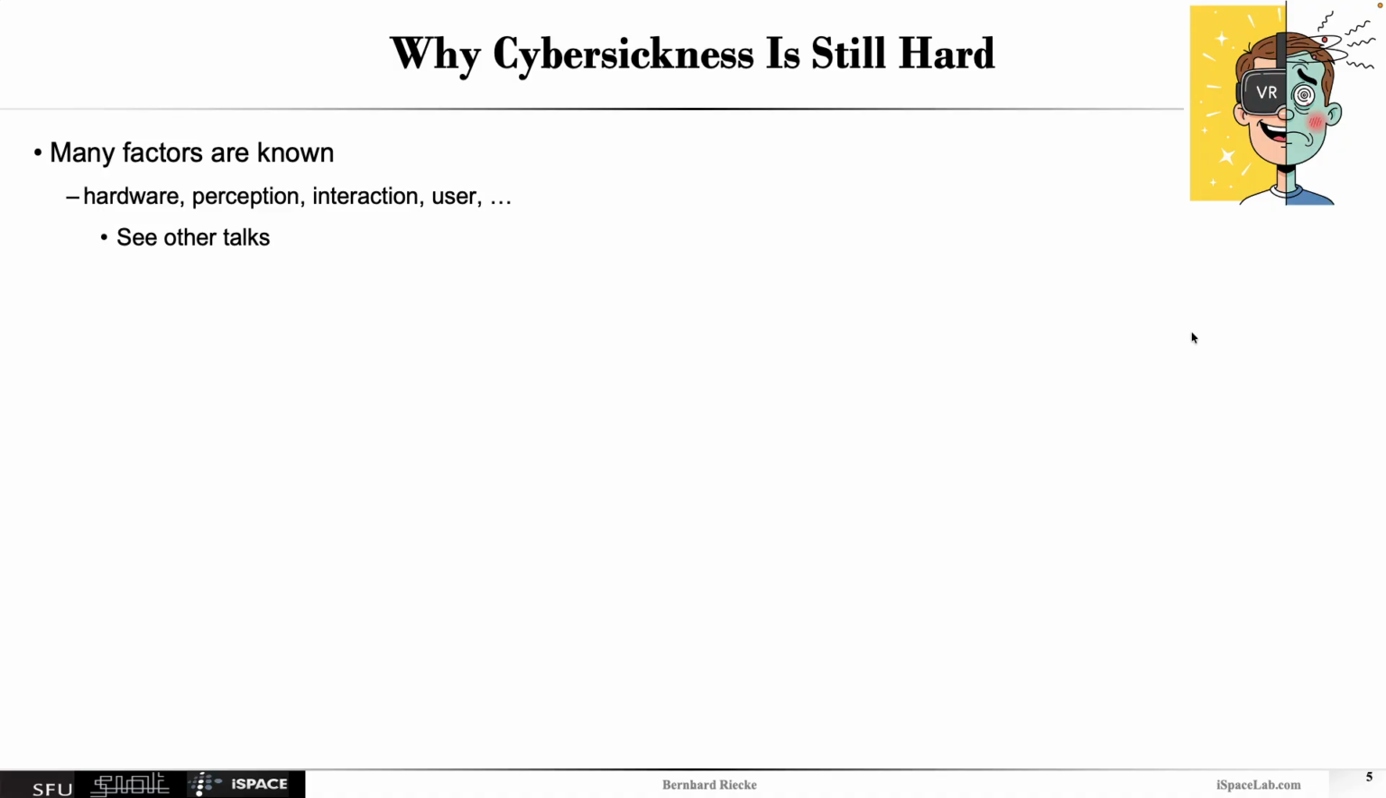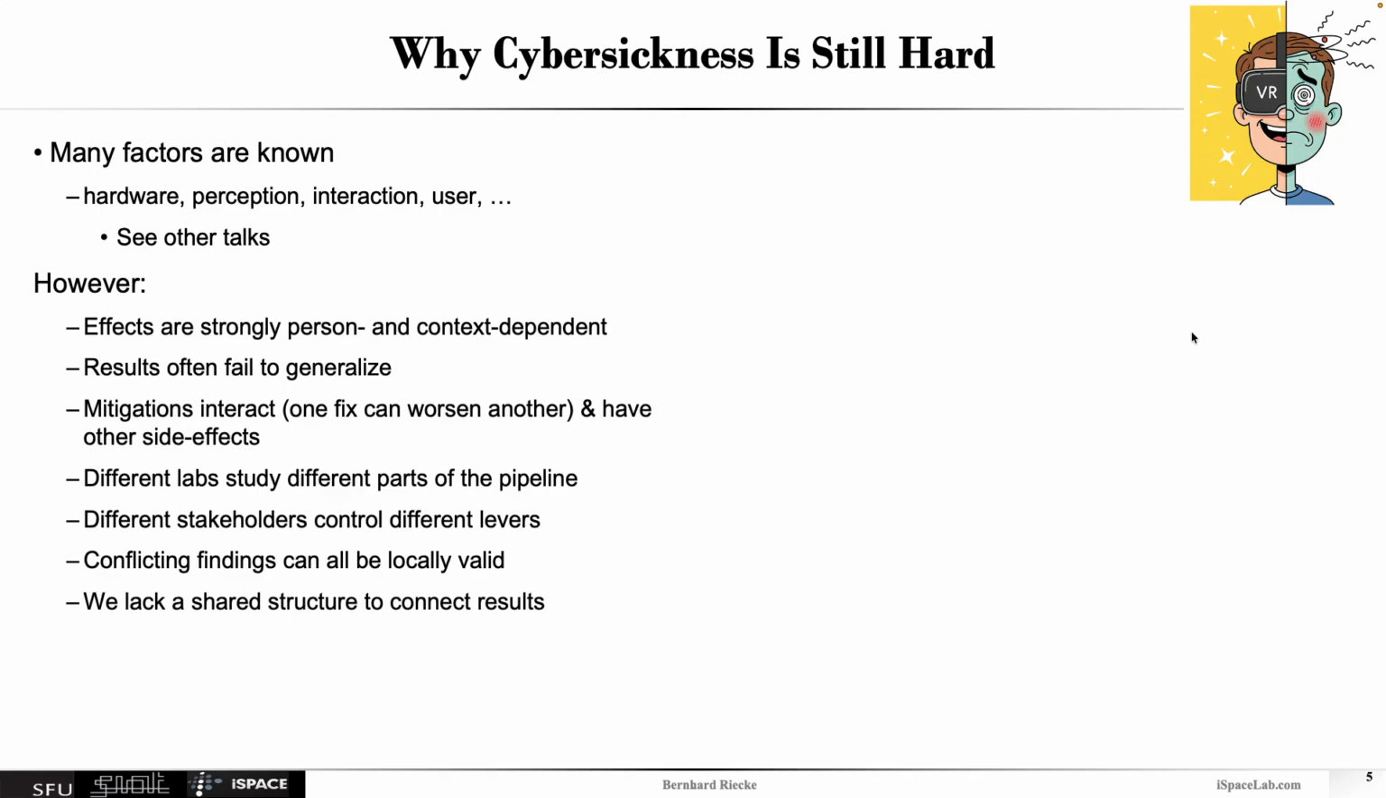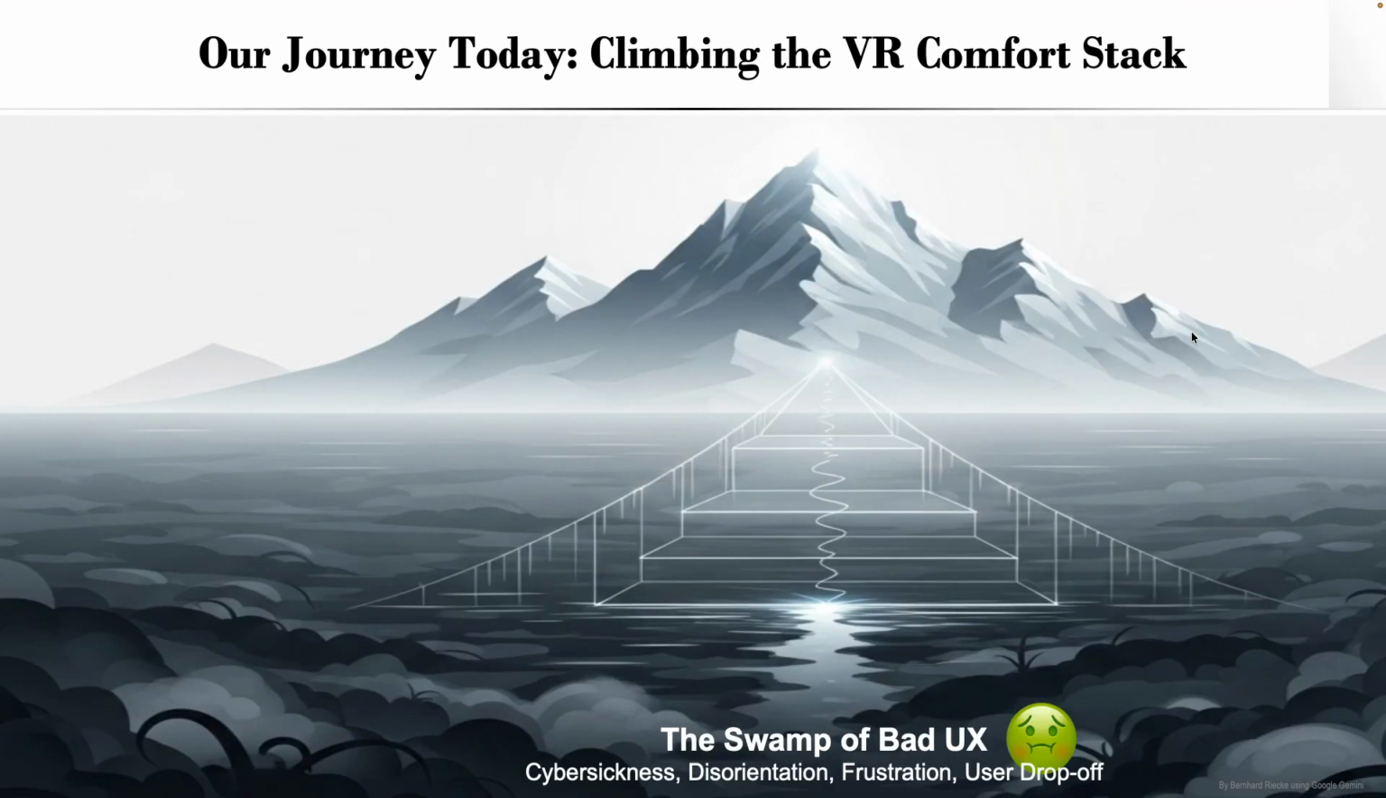So we all know that cybersickness is still hard, even though we know a lot of these factors already. Here's just some of these challenges that you all know. It's highly individualized, context dependent, doesn't always generalize, and so on. So the main idea is really to think more of it as a system of different layers and seeing who's responsible for what layer, who can actually fix something, what could you do? So I'd like to take you on this metaphorical journey of climbing up what I call the VR comfort stack. So from this metaphorical swamp of bad user experience design where people drop out because they get sick, frustrated, disoriented, and so on, to the summit of good user experience, basically.